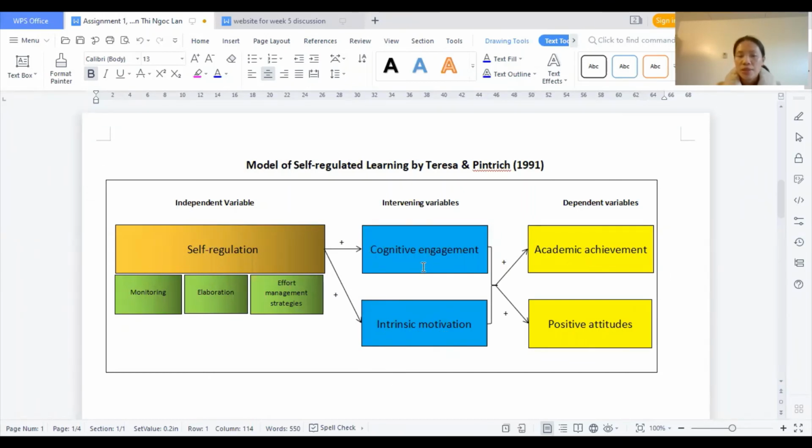Cognitive engagement and intrinsic motivation can be considered as mediating variables to improve their learning. This can lead to the improvement in academic achievement as well as their positive learning attitude.